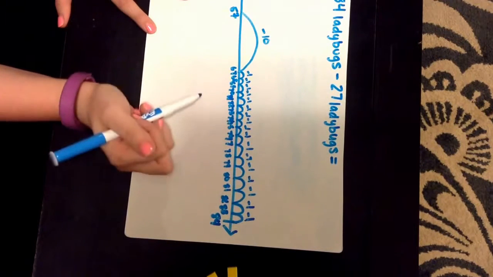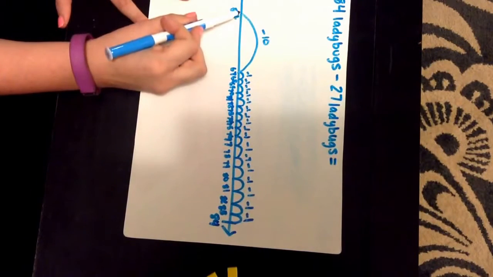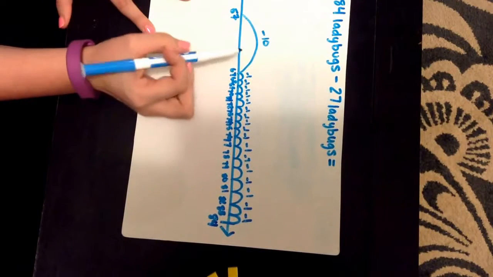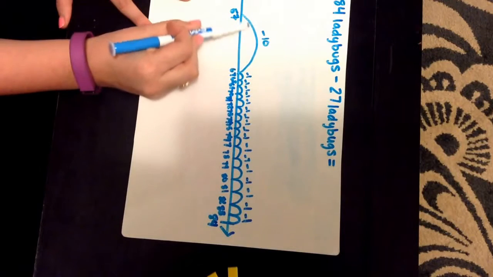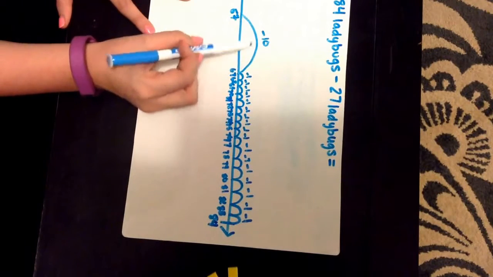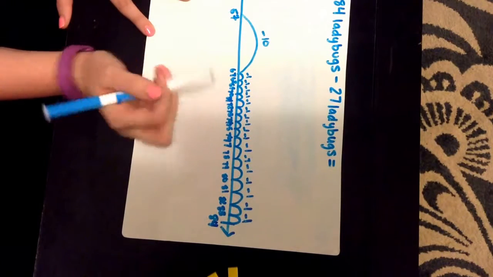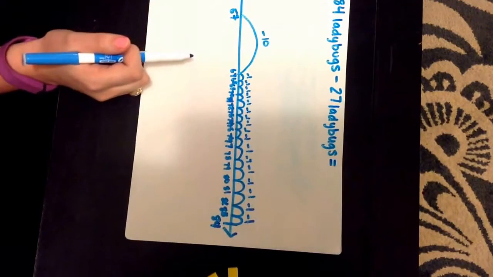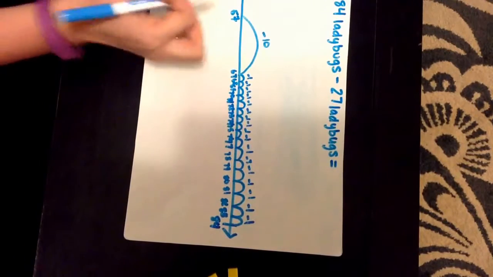This can easily become a misconception if a student thinks that one giant hop is the same as one small hop, or if they don't label it properly and they assume that a giant hop is worth more or less than 10. It could be jumping backwards by 5 or 2 or 20. In this case, we did a giant hop of 10. So now we landed at 57.